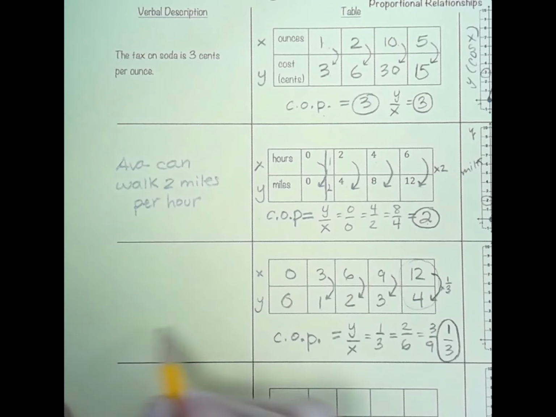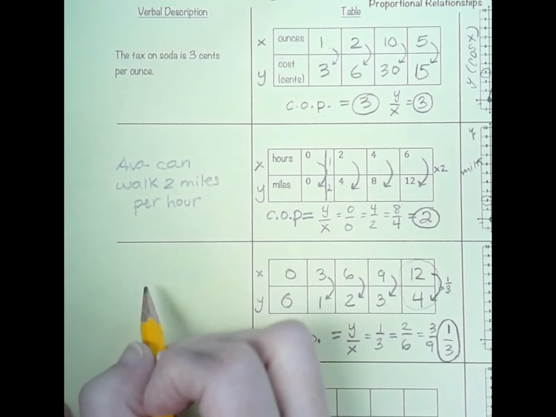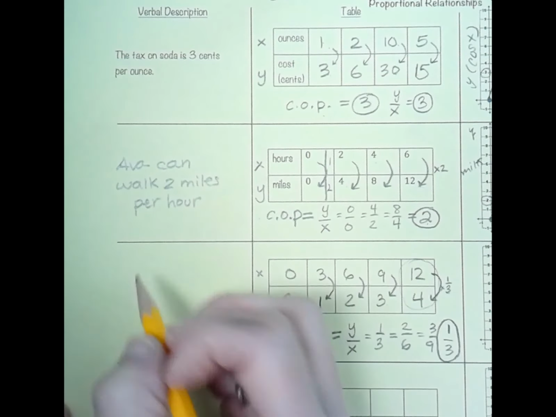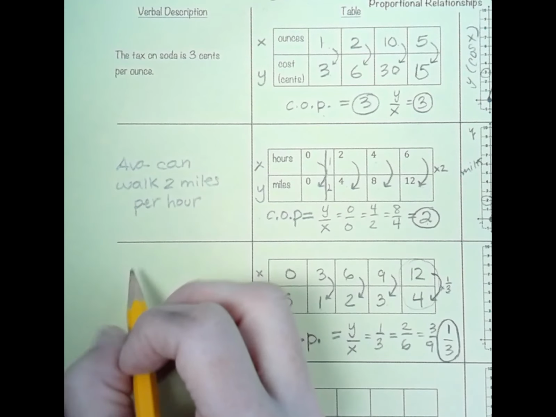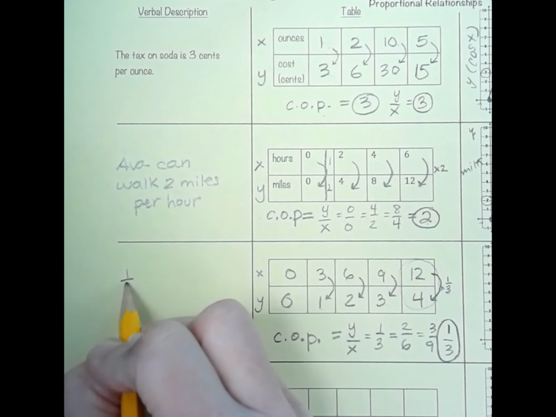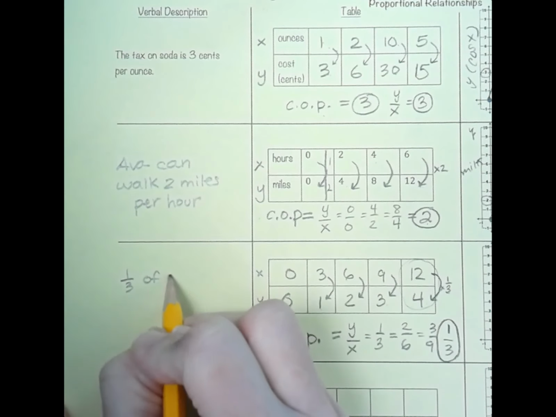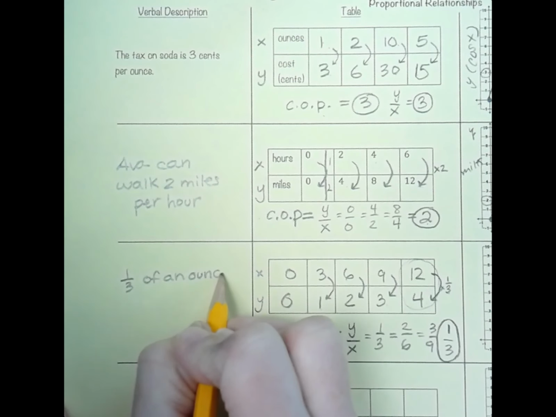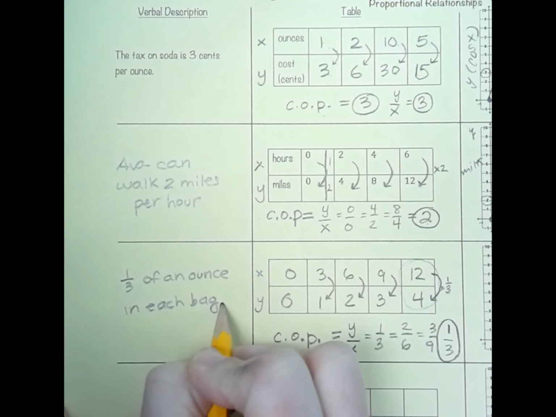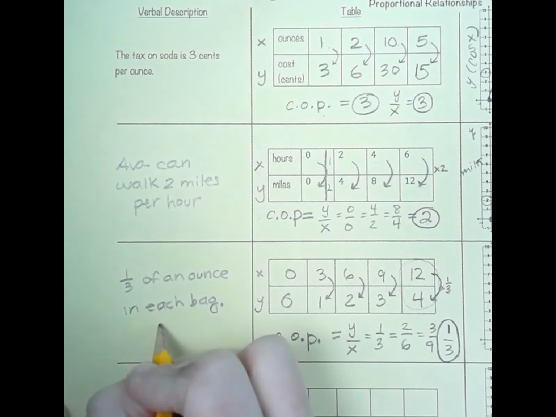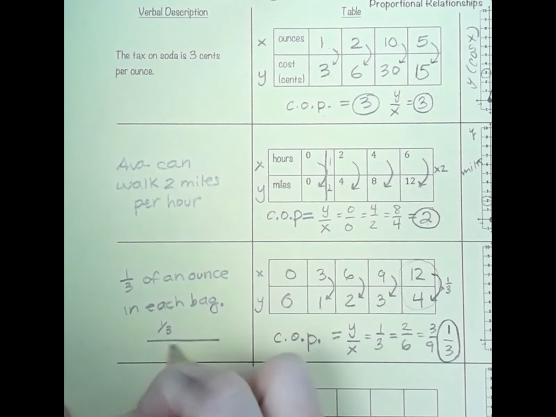And you can make up any situation here, but let's say that we're talking about snacks, and maybe in a little snack bag there is 1/3 of an ounce in each bag. Okay, again, just something that shows 1/3, whatever you want to make this here, per 1, whatever you want to make that there for the ounces.